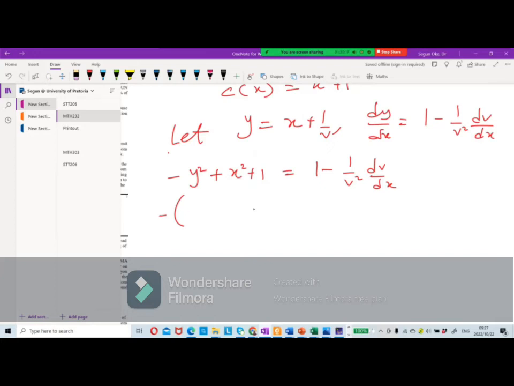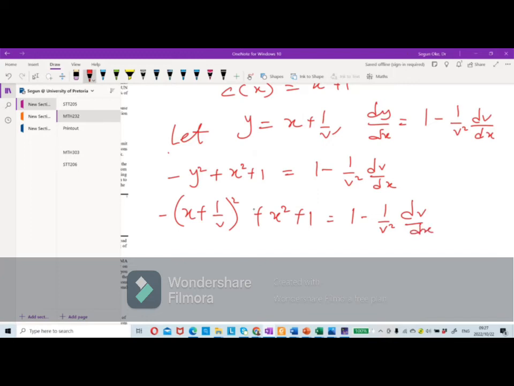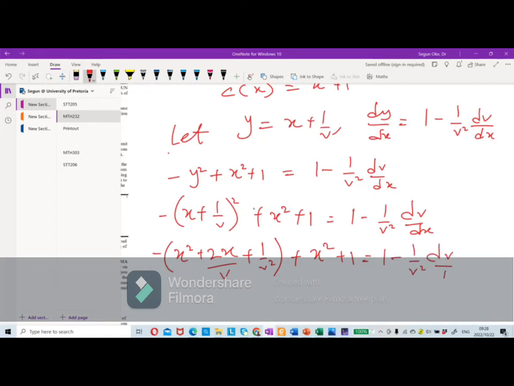We have (x plus 1 all over v) squared plus s squared plus 1 equals 1 minus 1 all over v squared dv ds. So what do we have here? The way we did the other time? Is in your notes. Minus x squared. That's x squared plus s squared plus 2x over v plus 2s over v plus 1 over v squared plus 1 over v squared plus s squared plus 1 equals 1 minus 1 all over v squared dv dx.